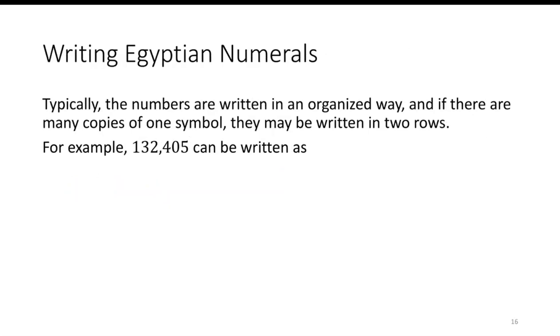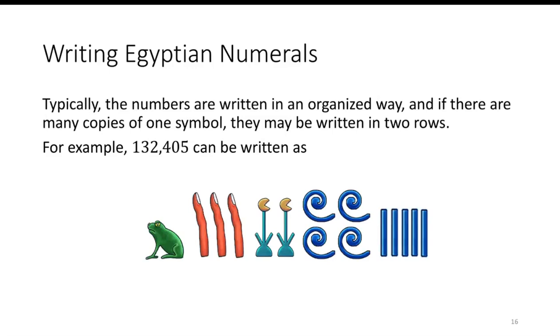Typically, the numbers are written in an organized way, just because it's much easier to read. And if there are many copies of one symbol, then they may be written in 2, sometimes more rows. So, for example, 132,405 can be written this way. So, the frog is the 100,000. The 3 fingers is 30,000. The 2 lotus flowers are 2,000. And now we have 4 coiled ropes, so that's 400, and then 5 sticks.